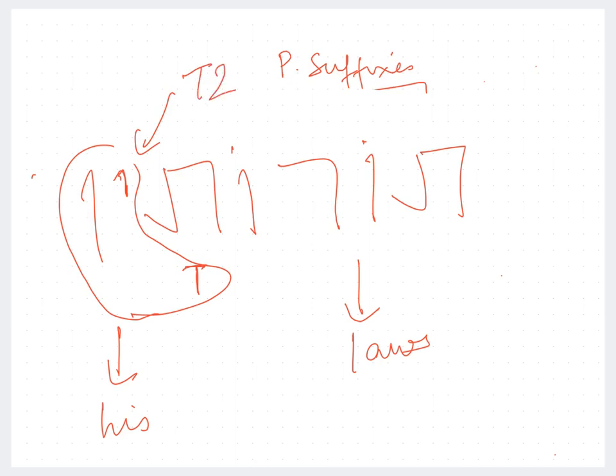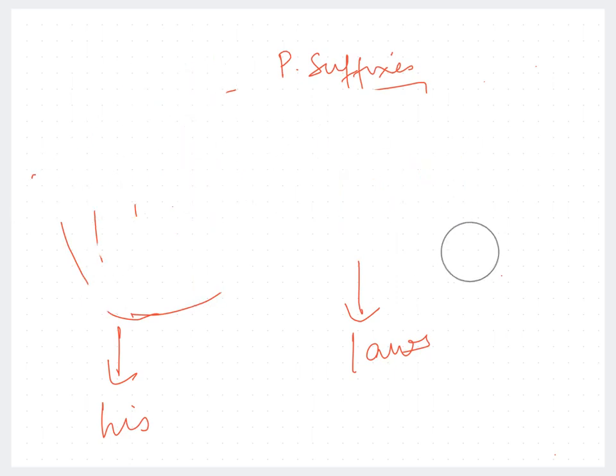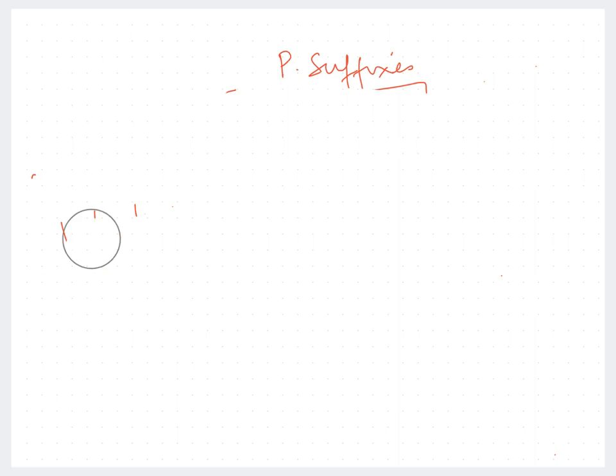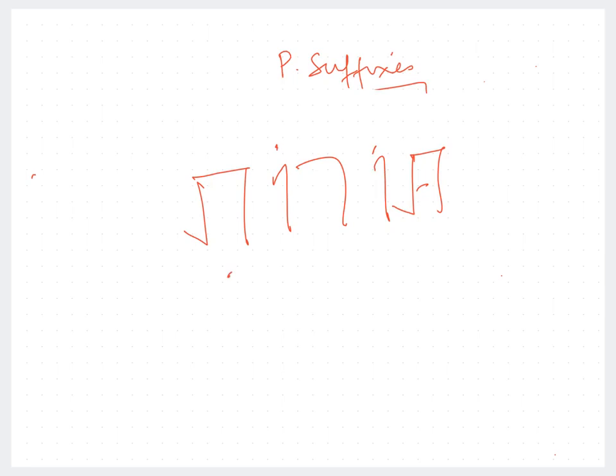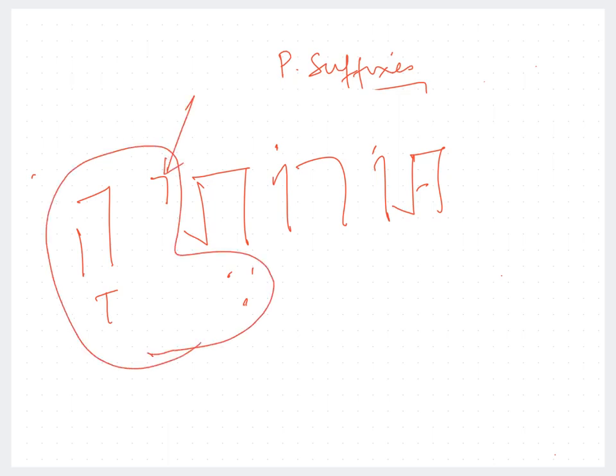Let me show you another one. The 3FS form. The 3FS is... All right. Again, this is the type 2 form. It's got a very unique yod there. This is type 2. So this is laws.